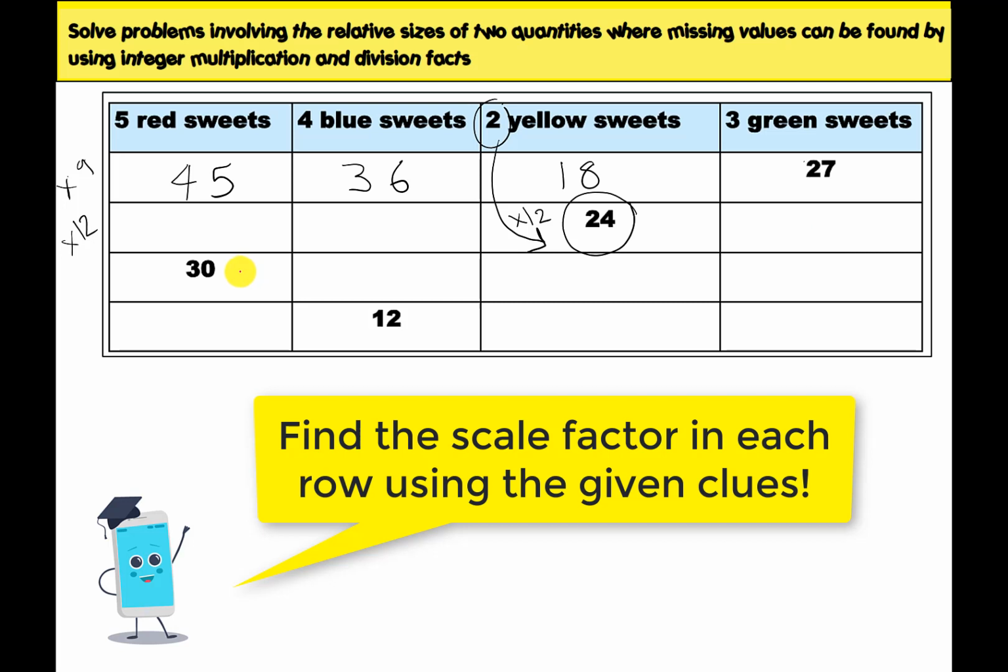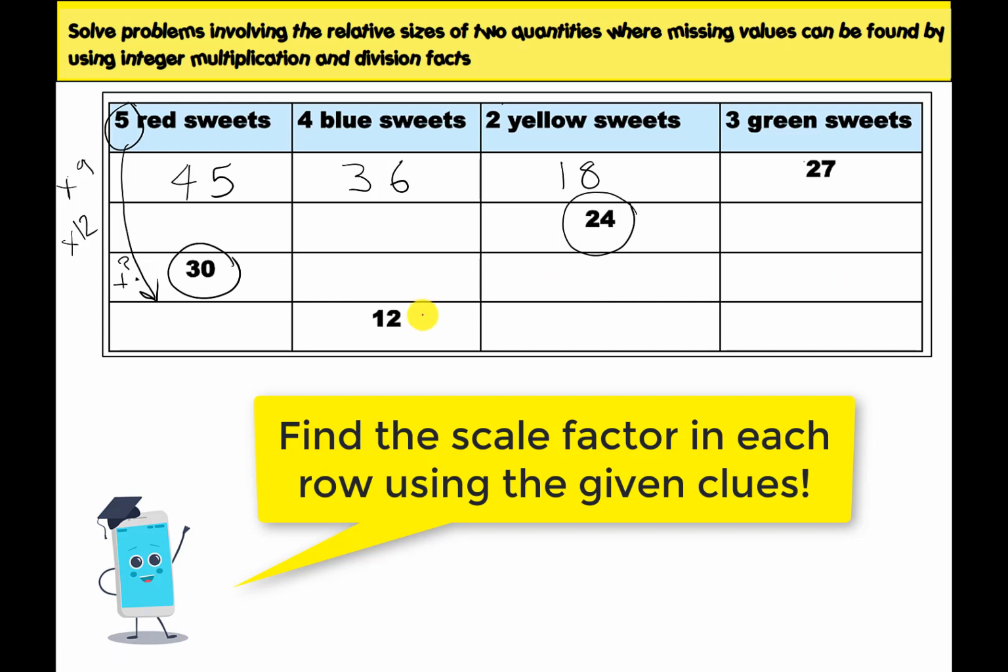For the next row, I have my information about red sweets. I have 30 red sweets. What's my scale factor if I started at 5 and ended at 30? What did I multiply by? So I'm not going to give you the answer for this. I want you to figure out what your scale factor is to get from 5 to 30 and then apply that scale factor to the rest of the row.